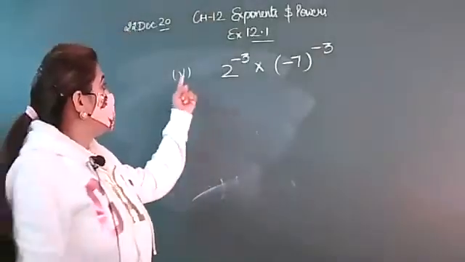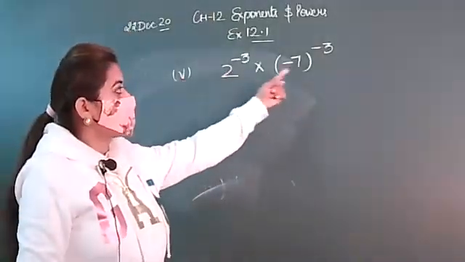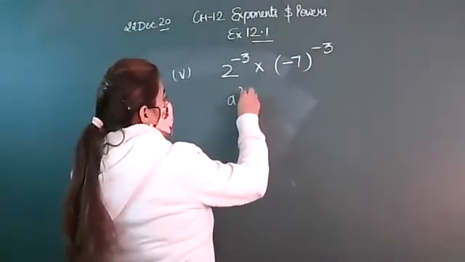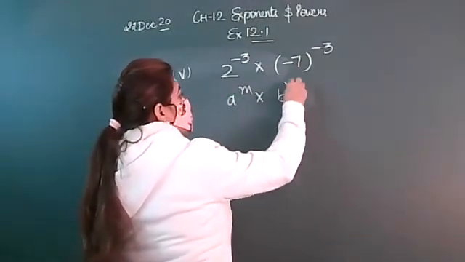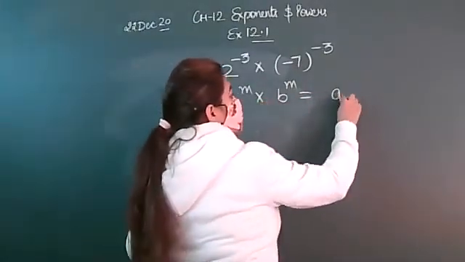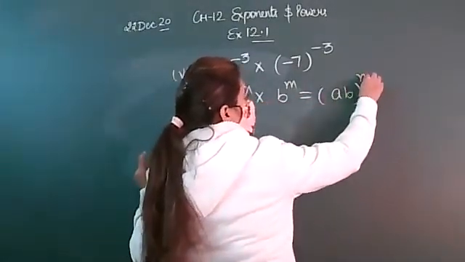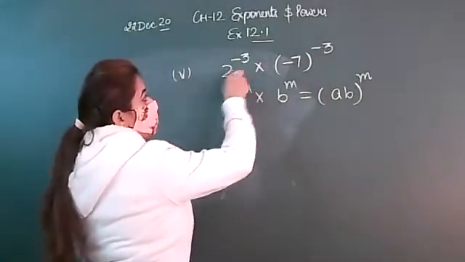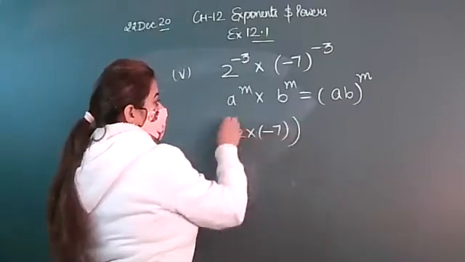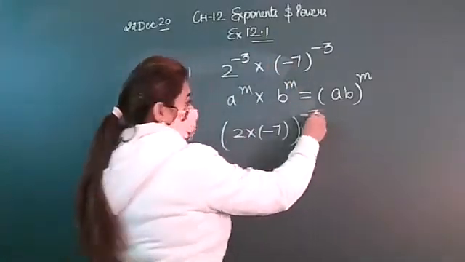Yes, look here. Fifth part we are starting. Again, the bases are different, but the powers are the same. So you will use the same law, a raised to power m into b raised to power m. Bases are in the multiplication form. So you will multiply the bases and the power will be written 1 time. So in the same manner, the bases are different, so you will multiply the bases and the power will be written 1 time.